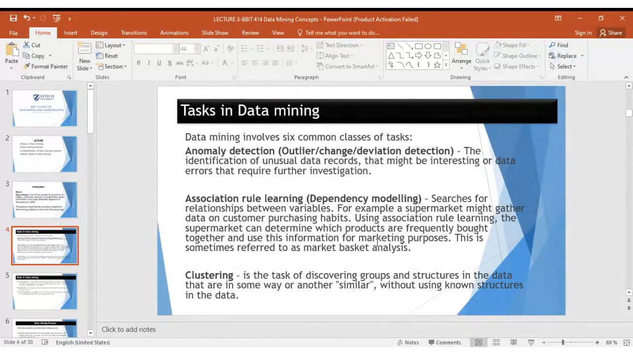A good example would be a supermarket that might gather data on customer purchasing habits. This is something we were discussing last week as well. Using association rule learning or mining, the supermarket can determine which products are frequently bought together and use that information for marketing purposes or even how you arrange the supermarket. That is a concept that we call market basket analysis. So the task of associating different variables is also a key task as far as the data mining process is concerned. We want to get this variable, get another one, bring them here, and try to associate them.